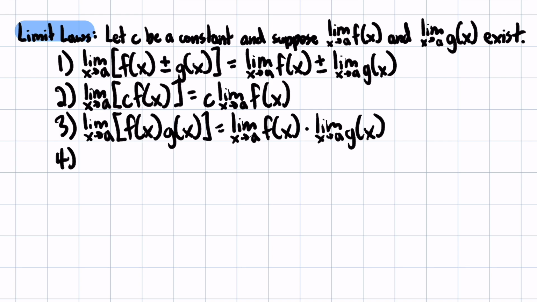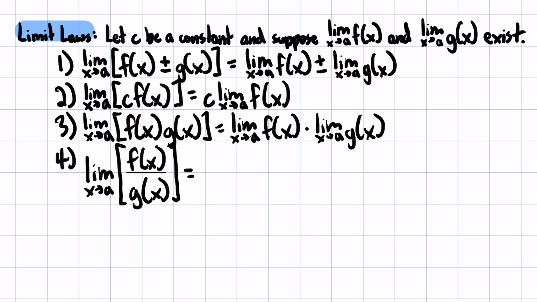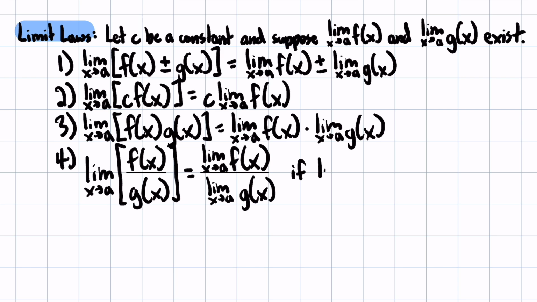Next, I'm going to take two lines for this. The limit as x approaches a of the quotient, so f of x over g of x. What we can do here is separate this out so that we have the limit as x approaches a of f of x over the limit as x approaches a of g of x, but this is only allowed if the limit as x approaches a of g of x is non-zero, right? Because we can't divide by 0.